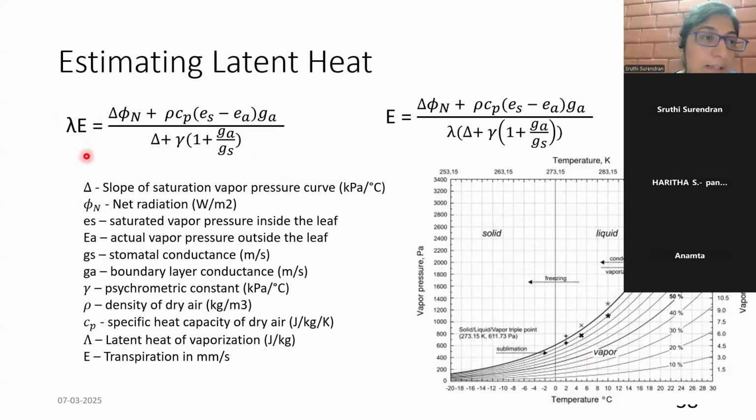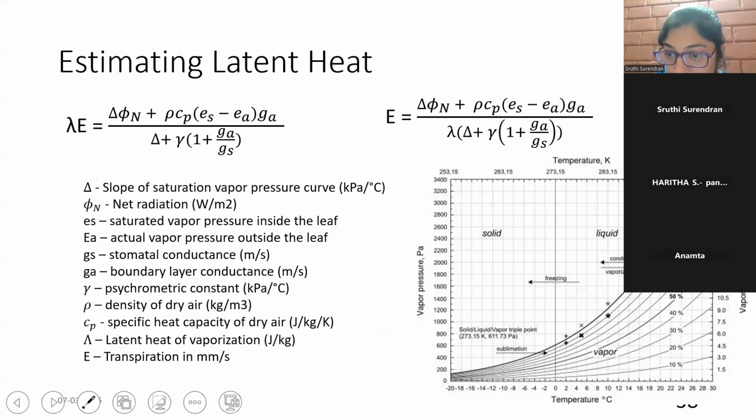So we see the latent heat flux here, lambda into E, where lambda is the latent heat of vaporization of water and E is the transpiration rate. Now this term delta is nothing but the slope of the saturation vapor pressure curve. We had looked at the psychrometric chart in our earlier classes. The psychrometric chart had a curve with 100% relative humidity. That is called the saturation curve. The slope of that saturation curve is what is called the delta value.